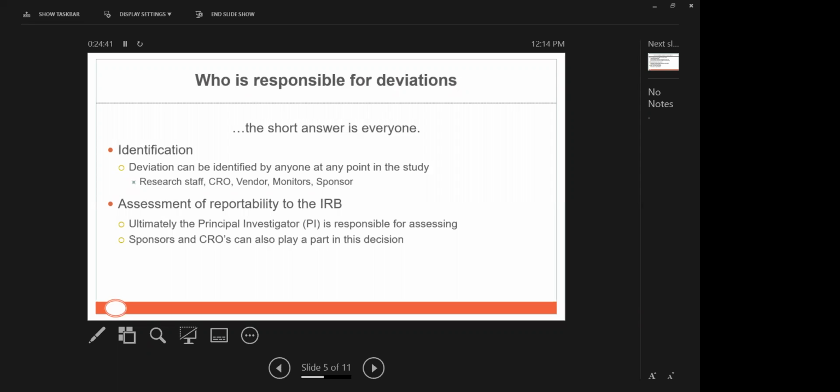So it's sort of a collaborative discussion. If your principal investigator doesn't feel it needs to be reported or doesn't feel it's major, then you should have a discussion with your CRO and your sponsor about that.